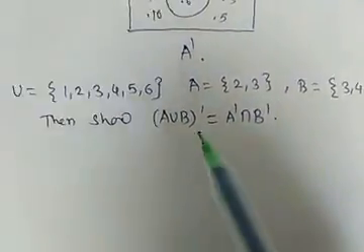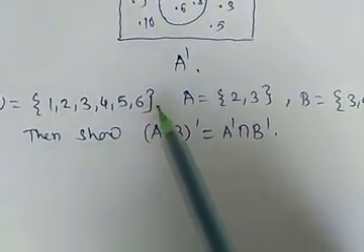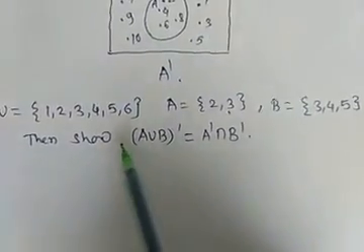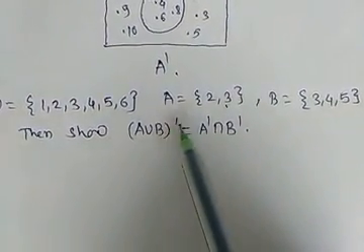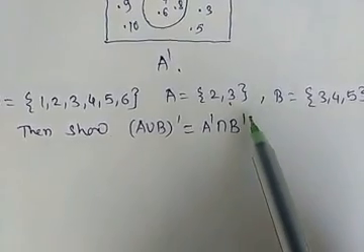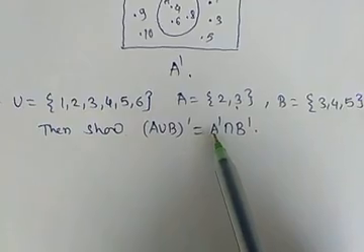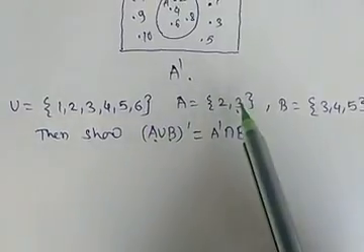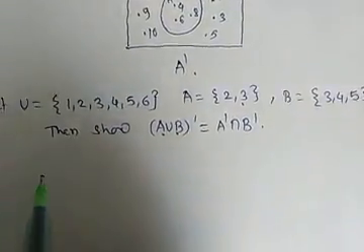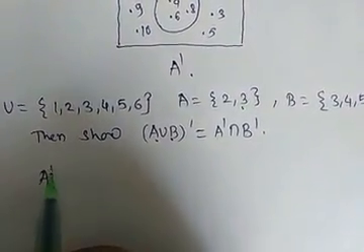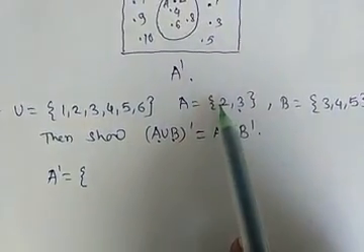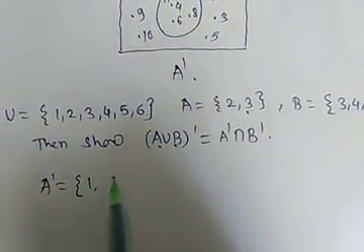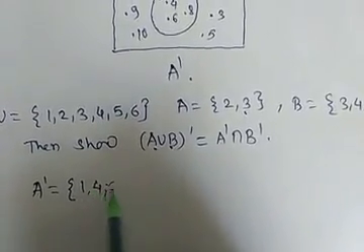Now the next example is U is equal to 1, 2, 3, 4, 5, 6, A is equal to 2, 3 and B is equal to 3, 4, 5. And we have to show that (A union B) complement is equal to A complement intersection B complement. To show this, we first find A complement, B complement, then A union B and then its complement. Now, A is given; A complement: A is 2, 3 and the universal set is 1 to 6. So deleting the elements of A from U, we get 1, 4, 5, 6.